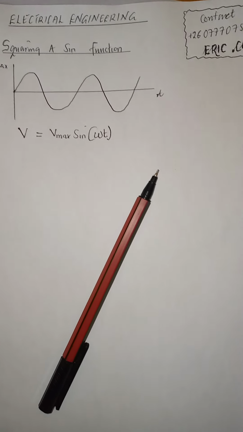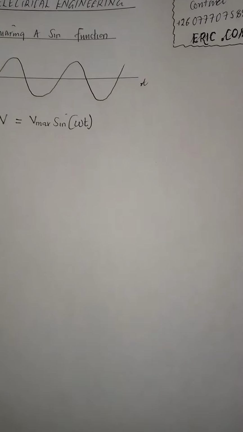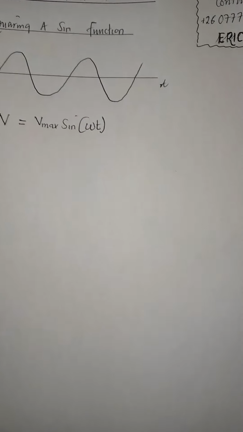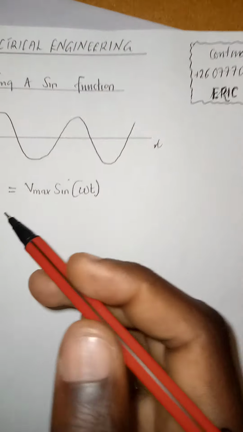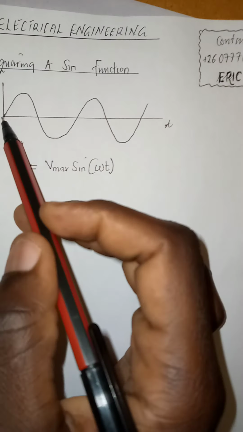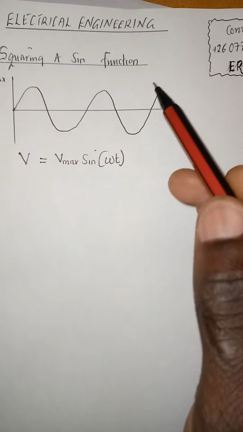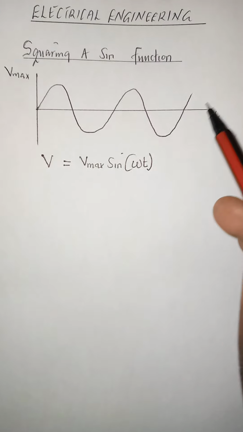In this video we are going to see what we get if we square a sine function. Okay, so let's get started. So this is a sine function. The graph of a sine function looks like this. It moves just like this.